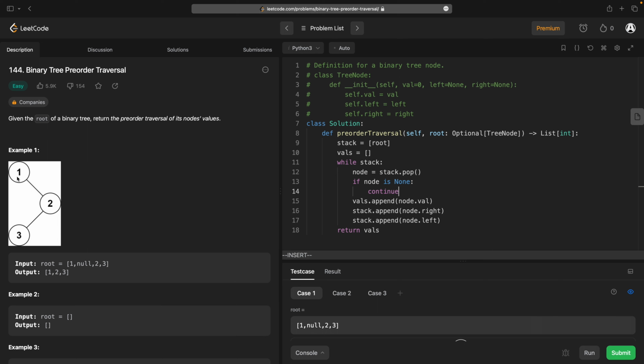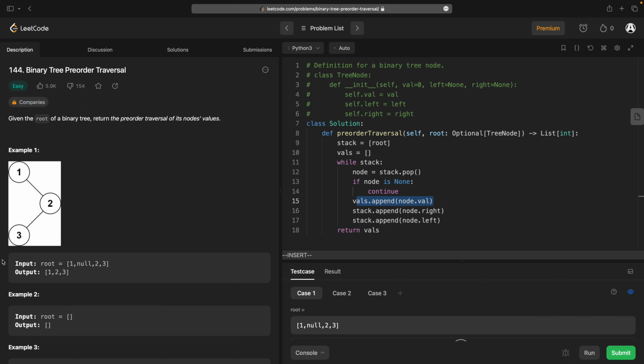Now we're going to process the right-hand side. So we're going to take off this 2, 3 business. We're going to process the 2. That's this here. And then we're going to put the right side on, which is none. And then we're going to put the left side on, which is 3. So we're going to take the 3 off. We're going to process its value and put it onto our list. That's a 3. Vals is now 1, 2, 3.